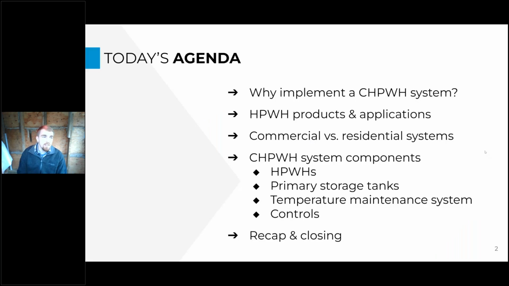So today we're going to start off by talking about why we would implement a commercial heat pump water heating system. Then we're going to talk about the different types of products on the market and where they might be applied. Part of that is talking about the difference between commercial and residential systems, both size and application. Then we'll dive a little deeper into the different components encompassed in a commercial heat pump water heating system. We all think about the heat pump water heater itself, but to make it work well, you have to think about the whole system that's delivering hot water. That's the heat pumps, the storage tanks, the temperature maintenance system, as well as the controls.